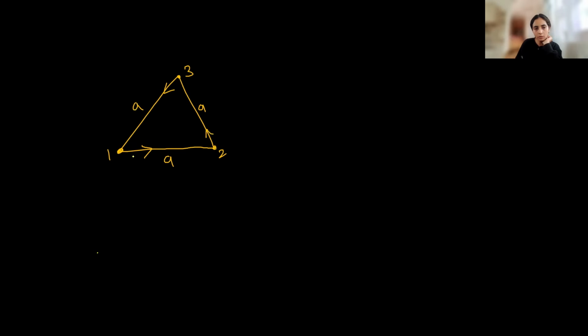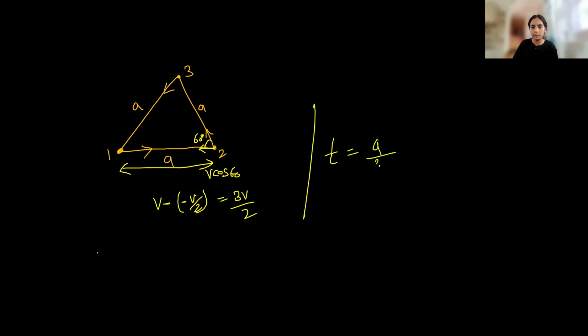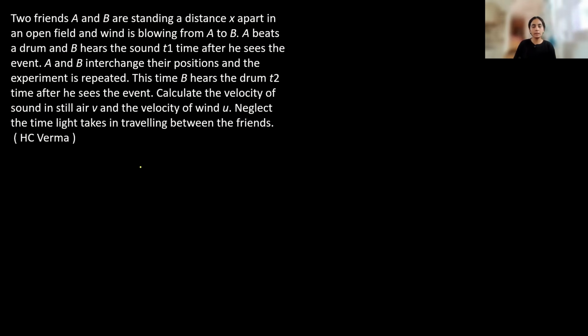Now here, what is 1's velocity towards 2? This is 60 degrees. 2's velocity in this direction will be equal to V cos 60. And you can clearly sense here, what is the relative separation between these two? The relative separation between these two is A. And what is the relative velocity? V minus of minus V by 2, because these two velocities are directed opposite. So this is 3V by 2. So the time taken will be A divided by 3V by 2, so 2A by 3V. Done. So yeah, this is this thing. I hope it is clear.